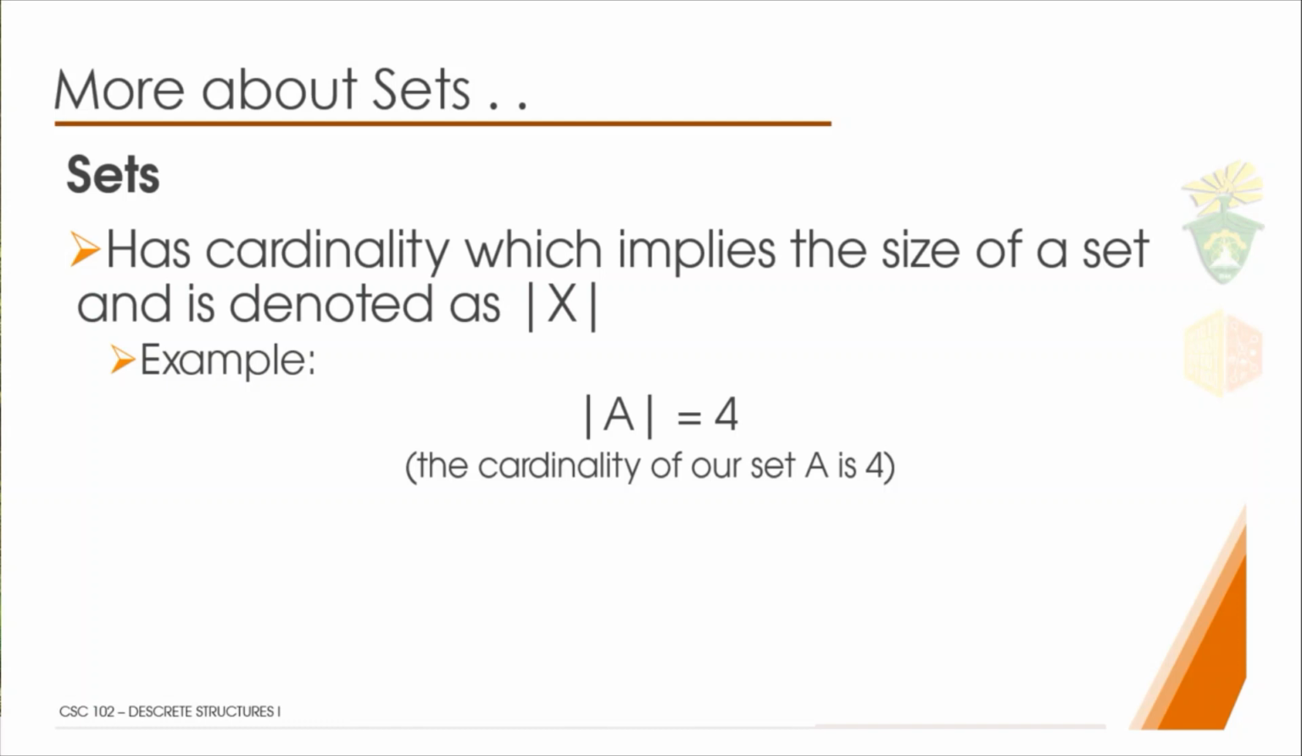Okay, so sets also have cardinality, which implies the size of the set, and is denoted as such. So this is its symbol. It's like an absolute value, which is read as the cardinality of the set X. When you say the cardinality of a set X, it basically means the size of the set. As you can recall, in our set A from the previous example, we have four elements for this set, four shapes, which are the circle, triangle, square, and rectangle. And thus, the set A has the cardinality of 4.